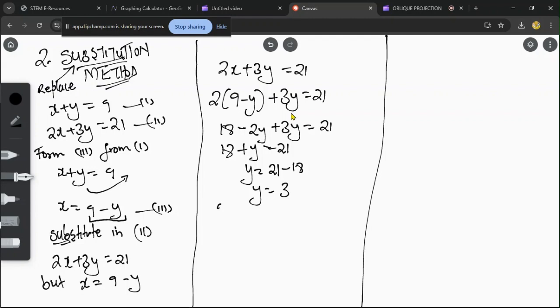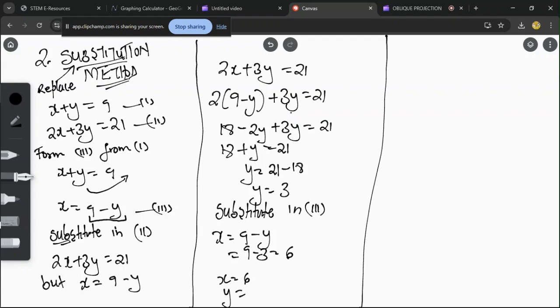So I come and substitute this value of y in equation 3. Equation 3 reads x is equals to 9 minus y. We've gotten the value of y. Y is 3. So I'll say 9 minus 3, which is equals to 6. So you can see our x is equals to 6 and our y is equals to 3, the same as the answer that we got using the elimination method.